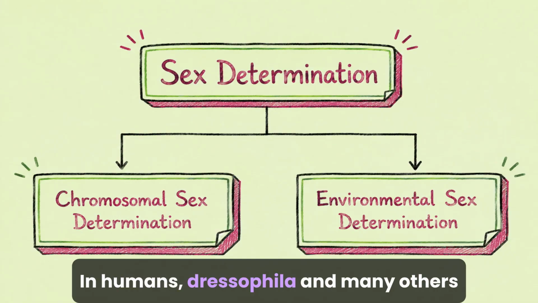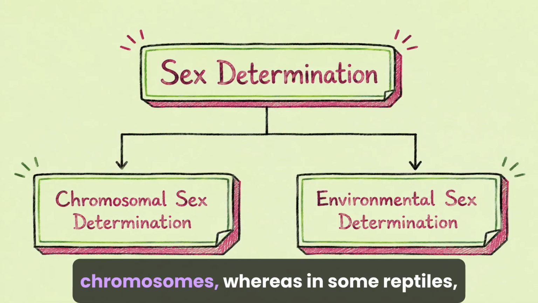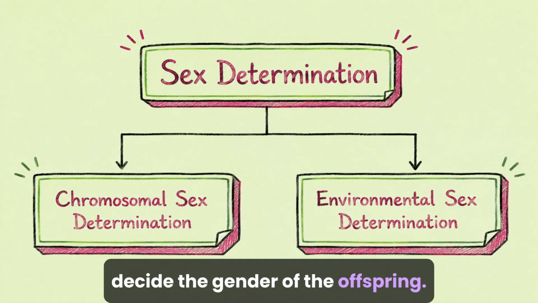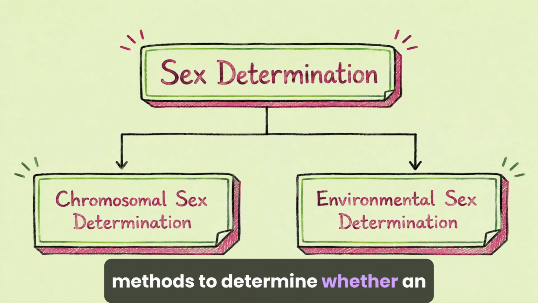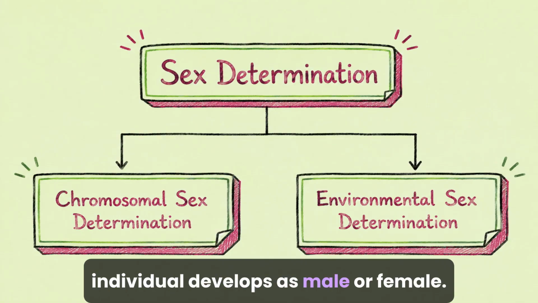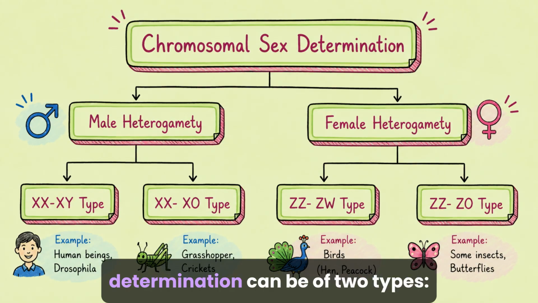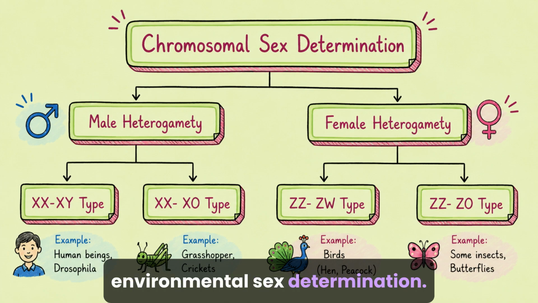In humans, Drosophila, and many other animals, gender is determined by chromosomes, whereas in some reptiles, environmental factors like temperature decide the gender of the offspring. Thus, different organisms use different methods to determine whether an individual develops as male or female. So, students, as we know, sex determination can be of two types, chromosomal sex determination and environmental sex determination.